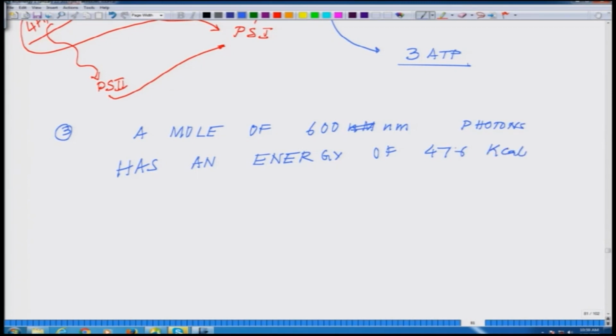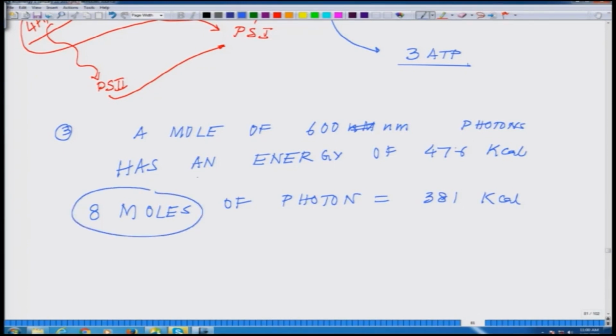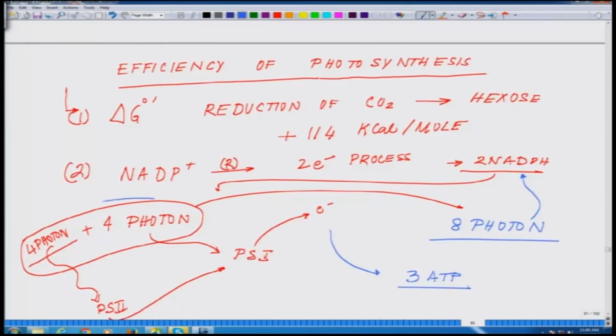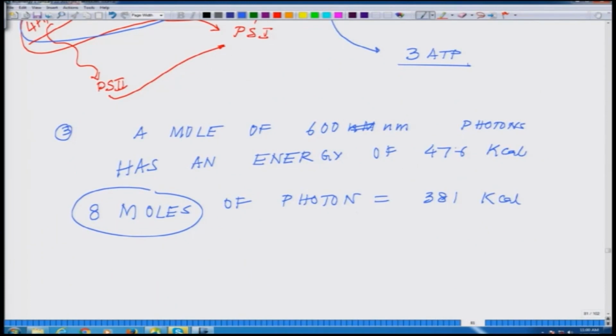And so, the energy input of 8 moles of photon will be equal to 381 kilocalorie. Why 8 moles? From where is this 8 moles coming? If you go a little further up, see the 4 photon and 4 photon, that makes 8. So this is where the 8 moles of photon needing 381 kilocalorie comes from.